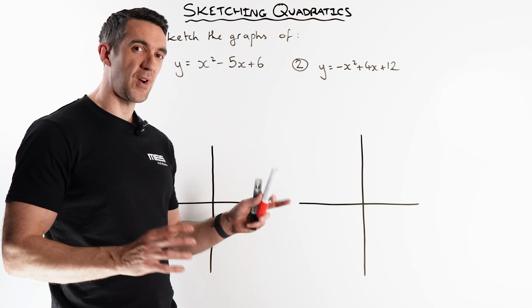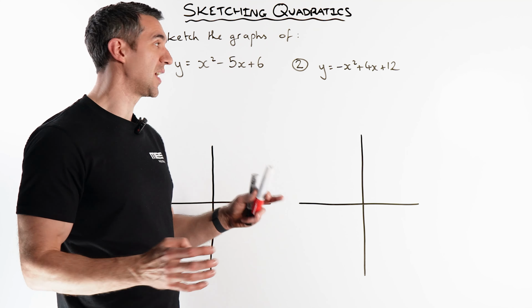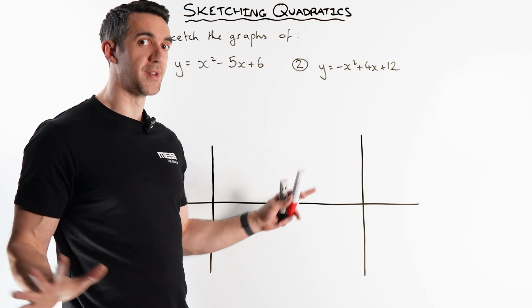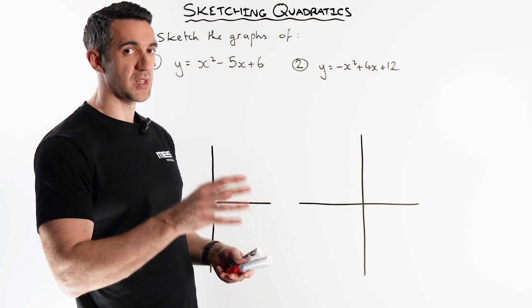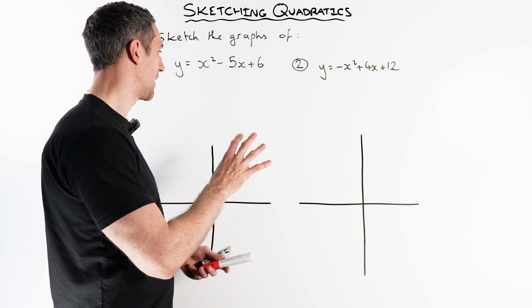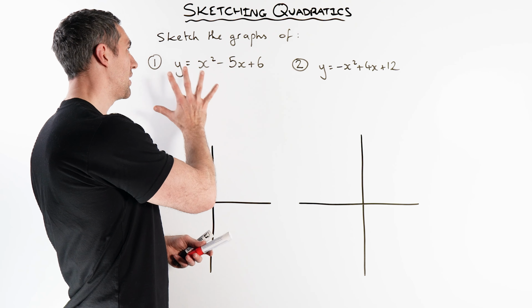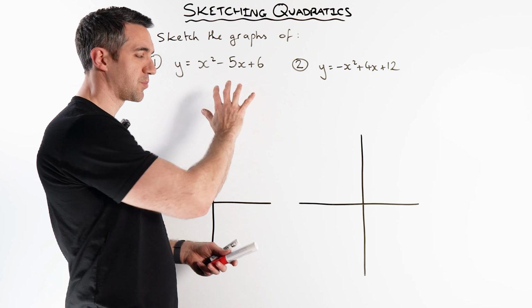Here we haven't specified exactly which things we'd want to put on the sketch, so we're just going to go through and find all the different things we might, so we could then select the appropriate bits we need when we're directed to find the different aspects of the sketch. So first one we've got here, we've got y equals x squared minus 5x plus 6.